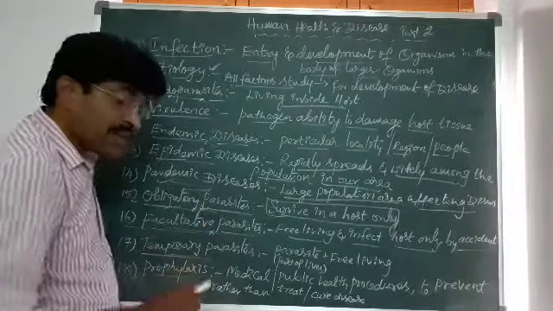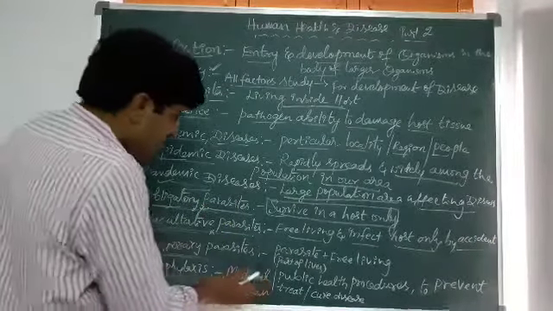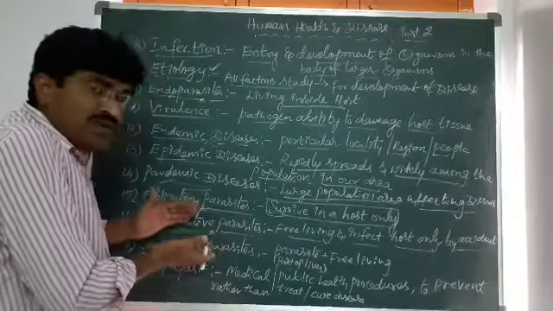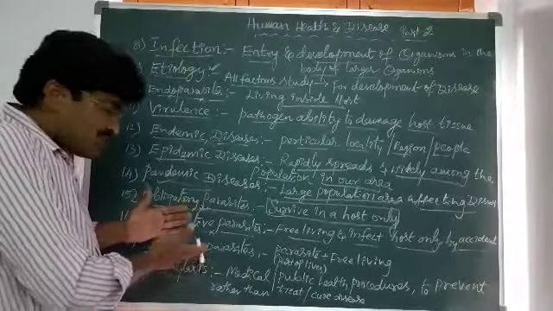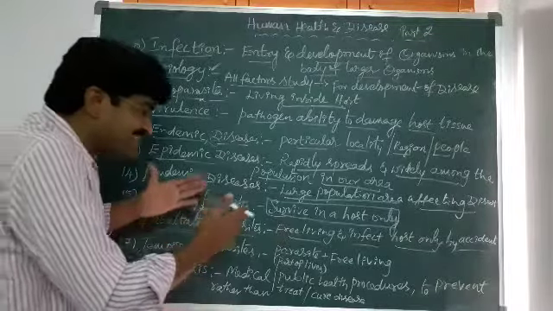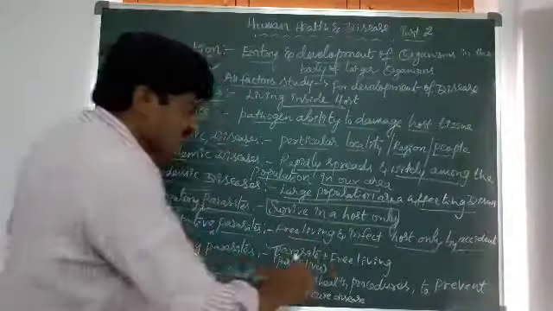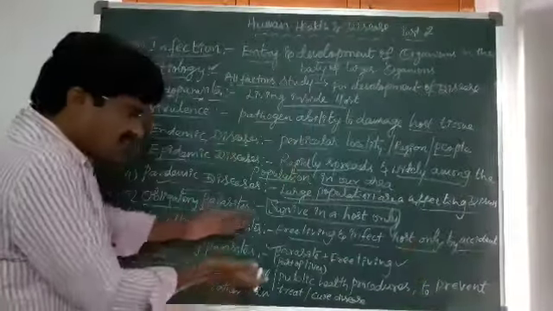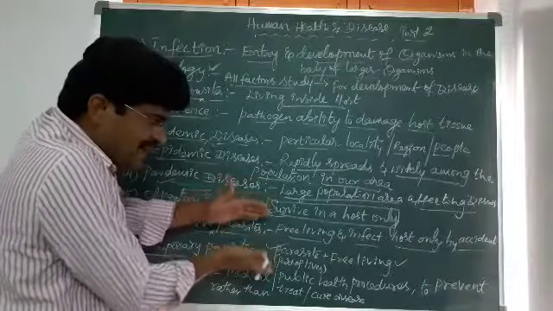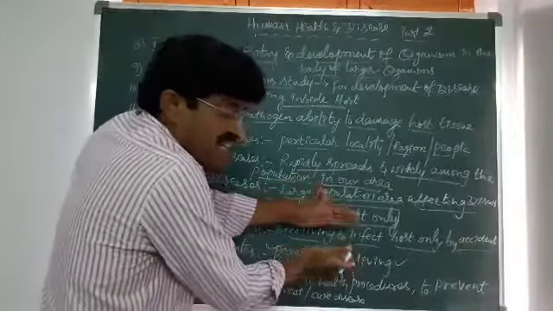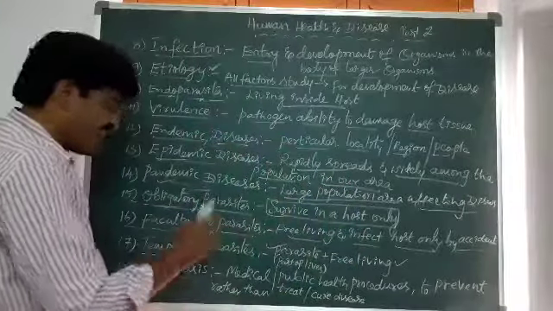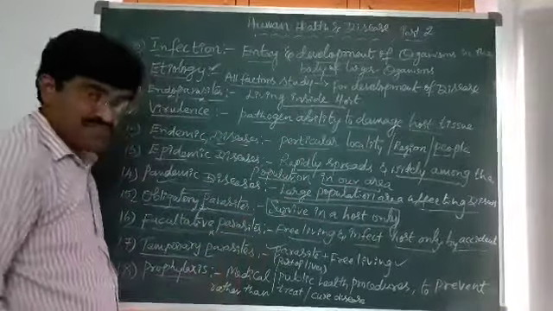And the 17th one is temporary parasite, which concerns the life of the microorganism. In some stages it survives acting as a parasite, and sometimes it is free living also. Some part of its life it acts as a parasite, and some part of its life it acts as a free-living organism. Such parasites we call temporary parasites.